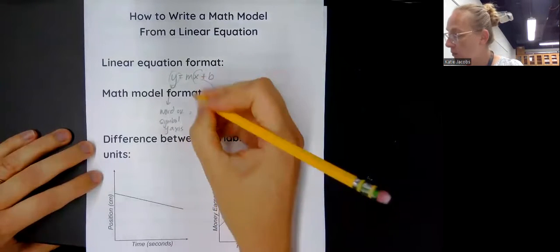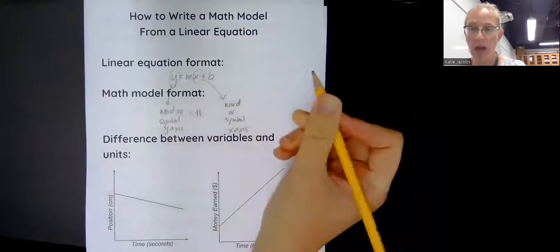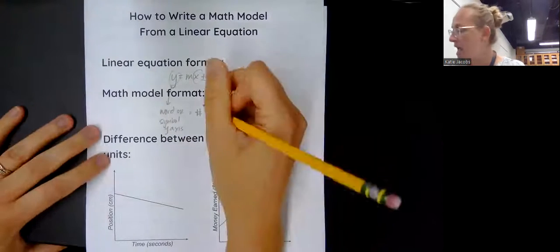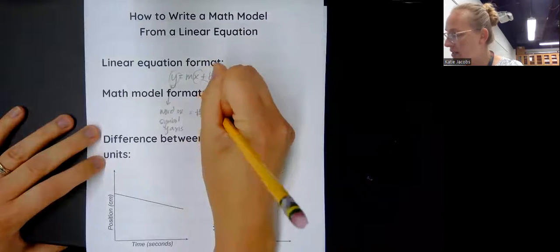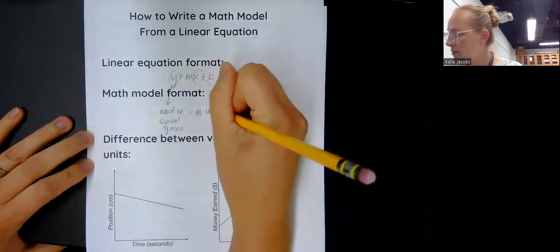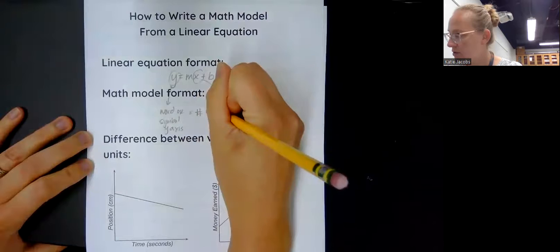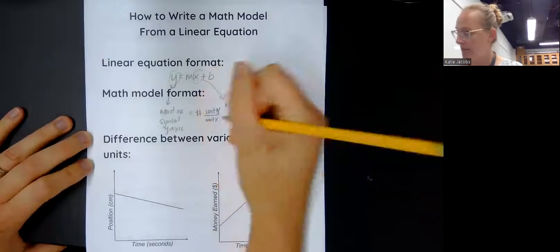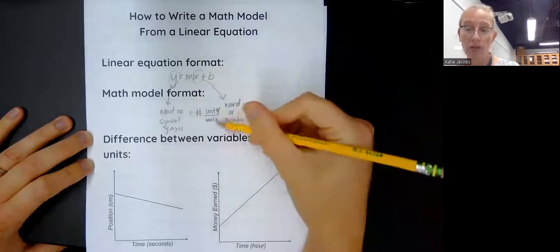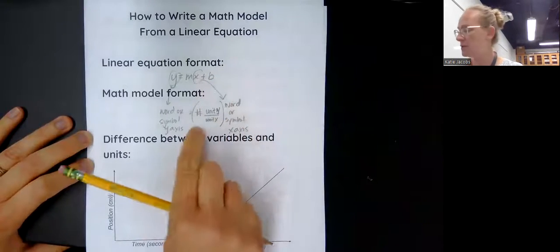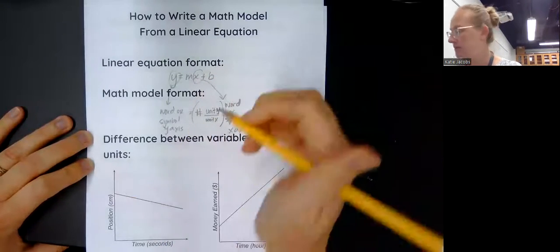Then the slope will be a number, like 2.5 or 7.2 or negative 44.8. And then there will be a unit tied to that number for the slope. It will be the unit of the y over the unit of the x, because it's going to be a rise over run unit. Usually I put these in parentheses to distinguish between the x variable and the slope.